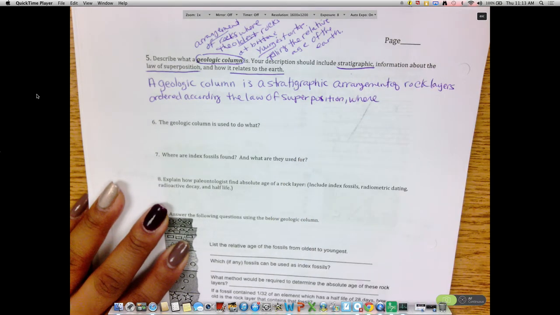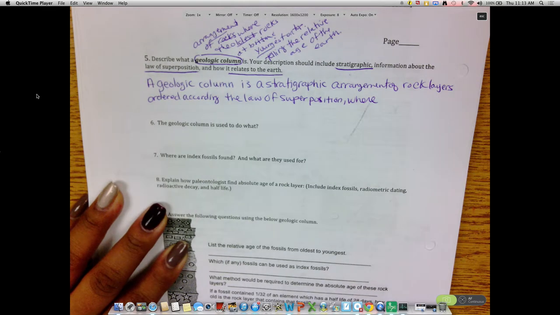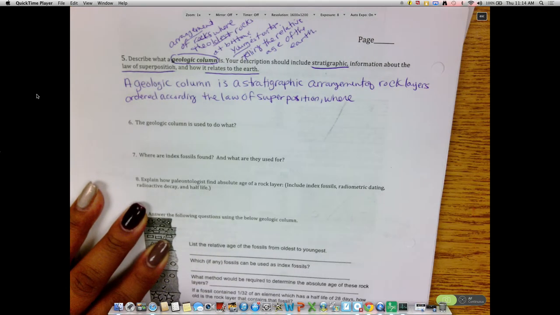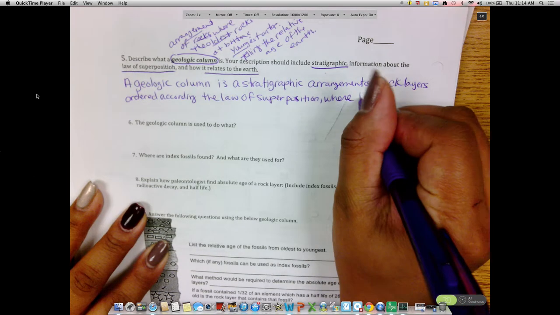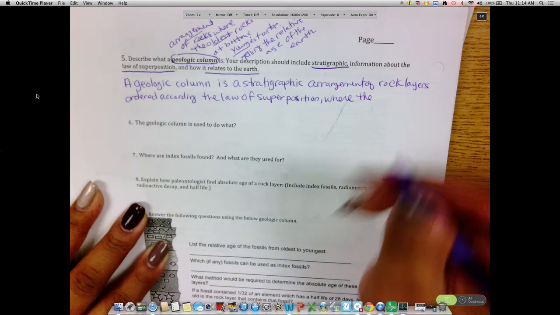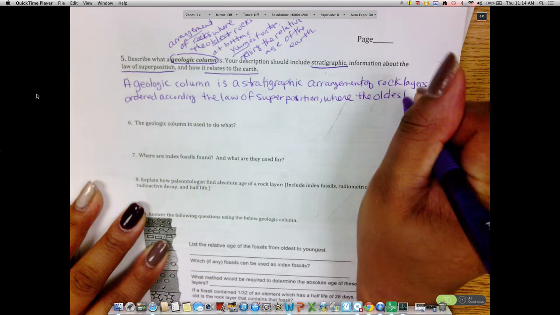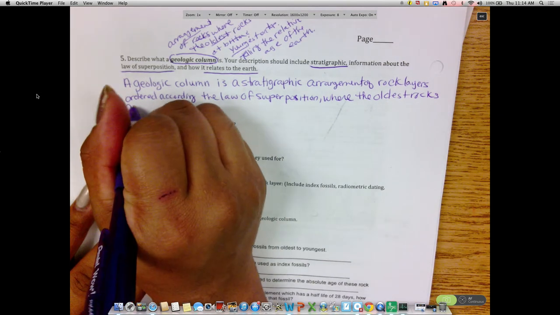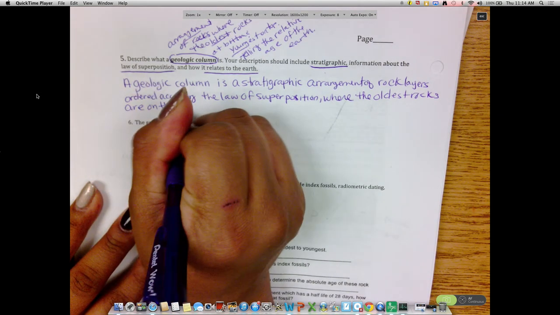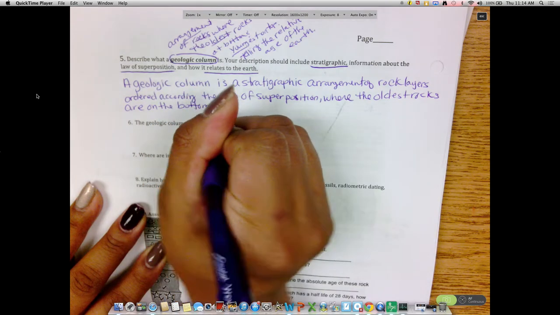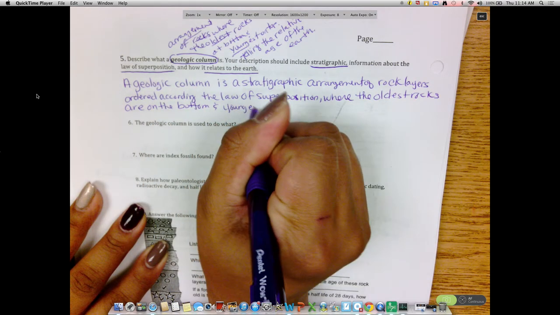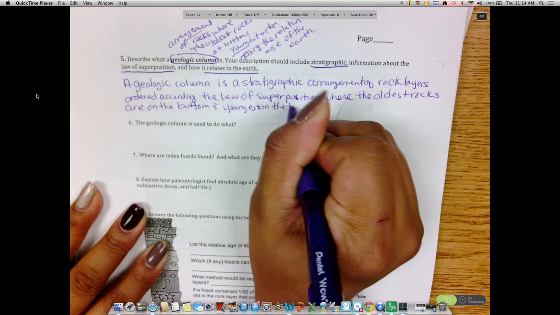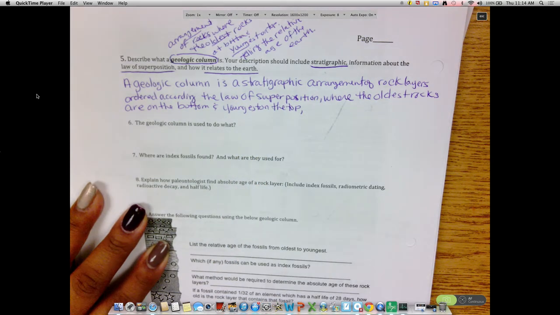where, we have to explain what that law of superposition is. Where the oldest rocks are on the bottom and youngest on the top. It's not too much. You're doing exactly what the question is asking you.